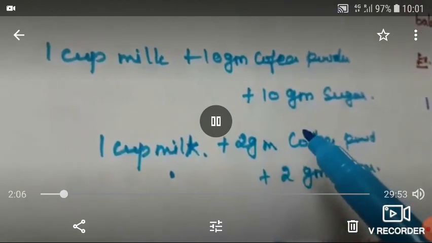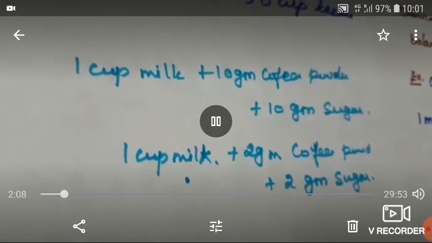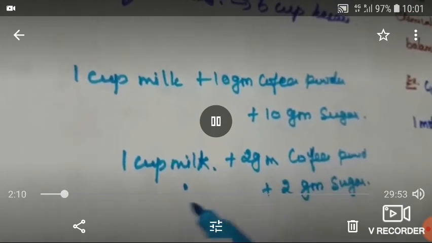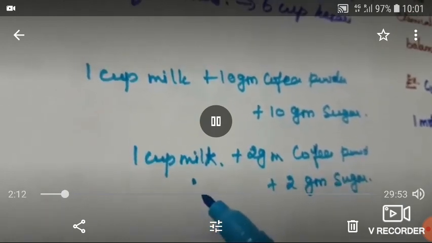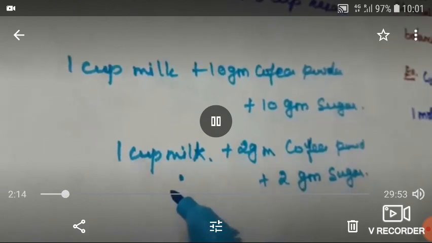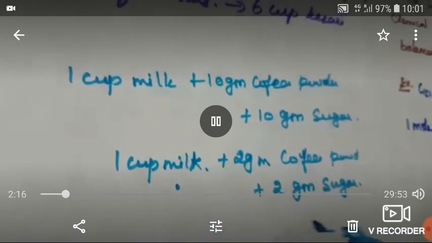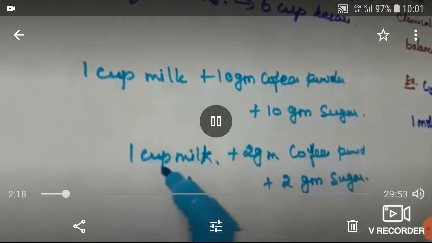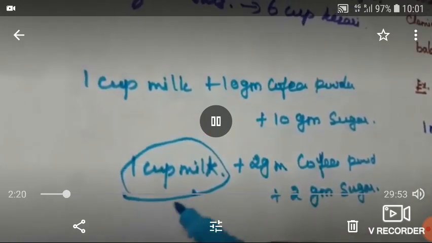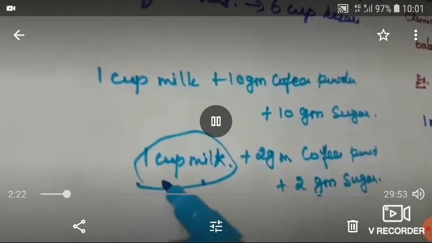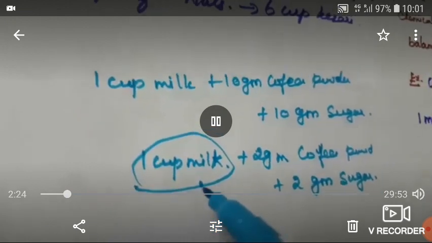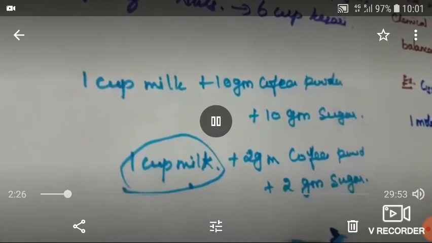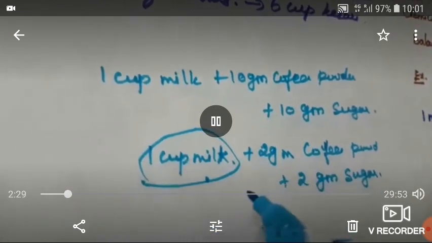So out of 10 gram of coffee powder, the remaining 8 gram of coffee powder is left, and 8 gram of sugar will be left. But 1 cup of milk determines the rate of the reaction. So that is called stoichiometry. So 1 cup of milk is the rate determining step. So 1 cup of milk only determines the number of coffees, not the coffee powder and the sugar.